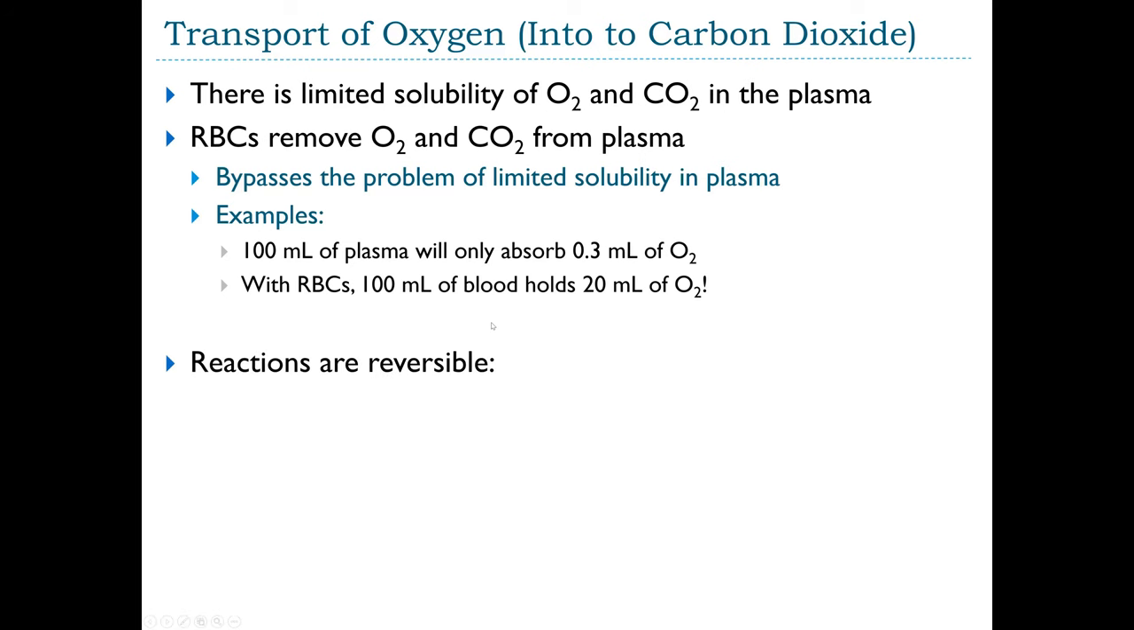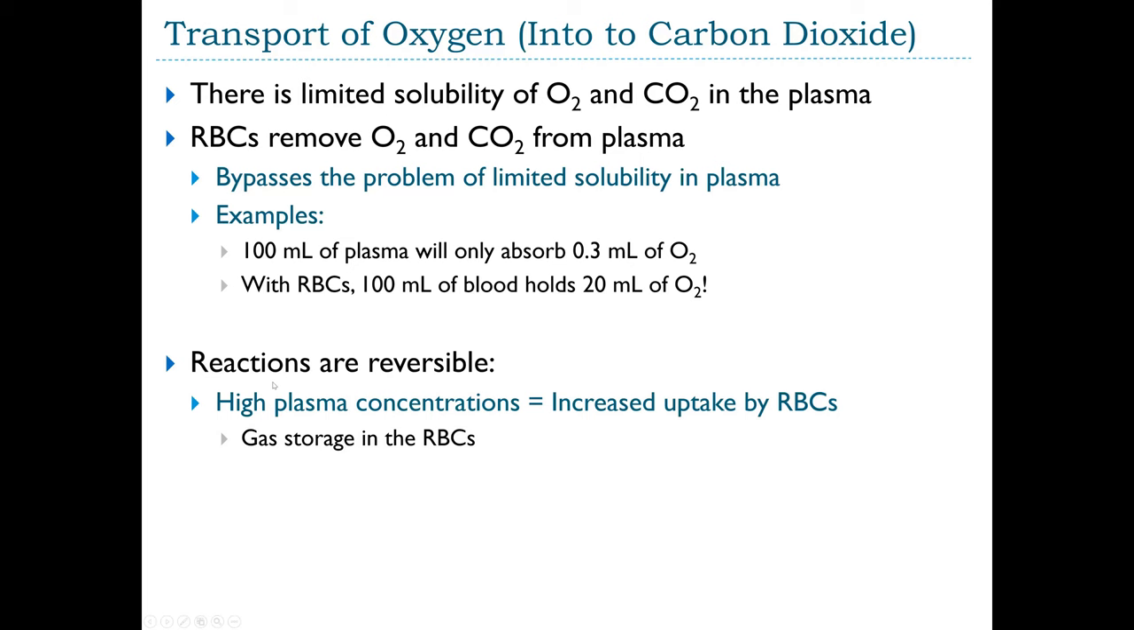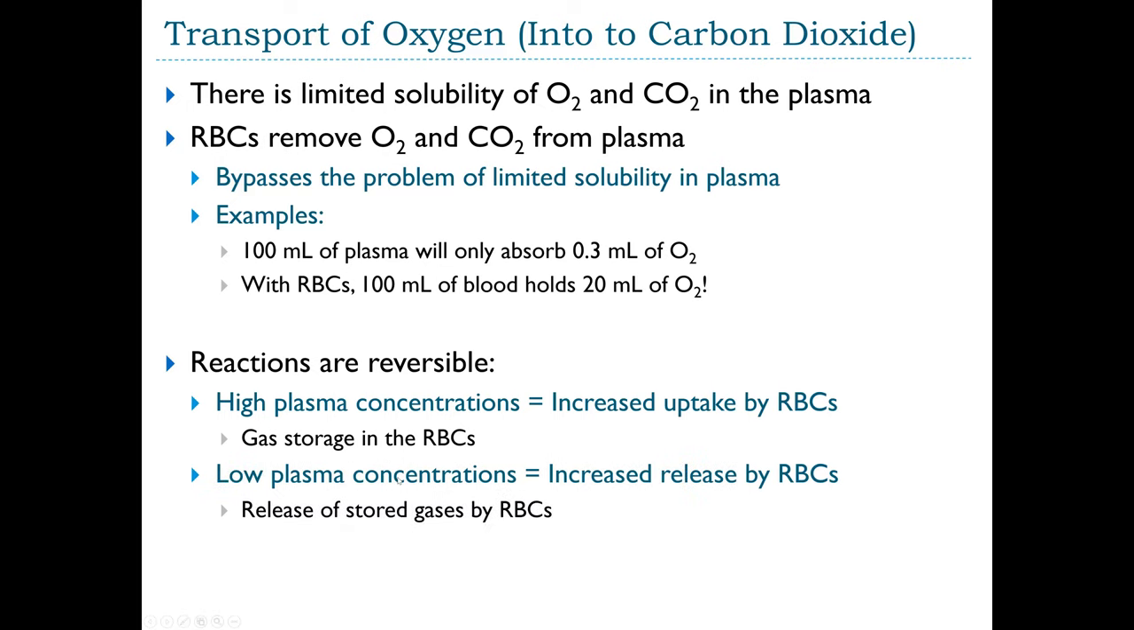So these reactions are reversible. So when the plasma concentrations are high of either oxygen or carbon dioxide, there is an increased uptake of those gases by the red blood cells. So you can think of the red blood cells acting as a means to temporarily store these gases. And then when you have low plasma concentrations of oxygen and carbon dioxide, the red blood cells can release the gases they're holding onto. So this would be a case of the release of the stored gases from the red blood cells.